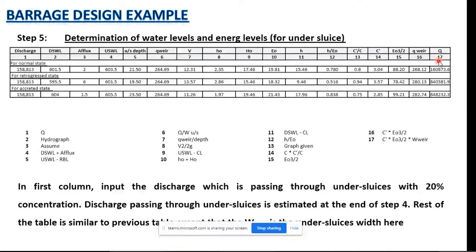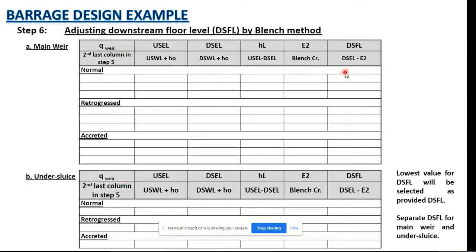You have to balance column 1 and column 17, or you have to assume a value of efflux such that column 1 is near to column 17, or 17 is near to column 1. If not, revise the value of efflux and C dash over C seen from the Gibson curve given in your book and on your slides.